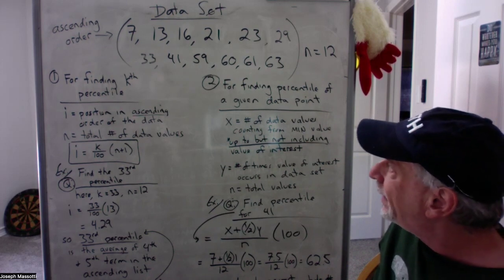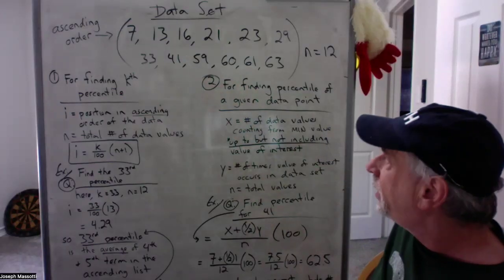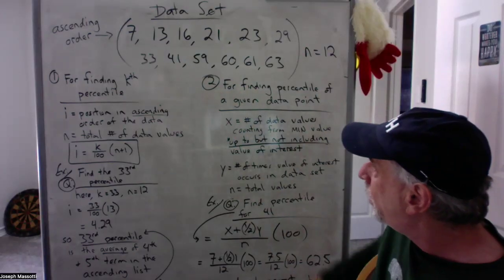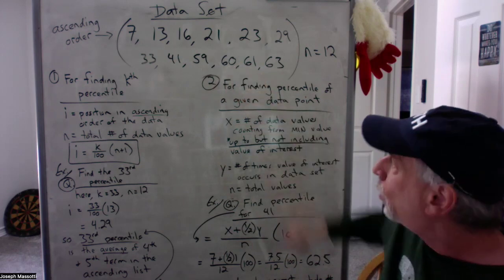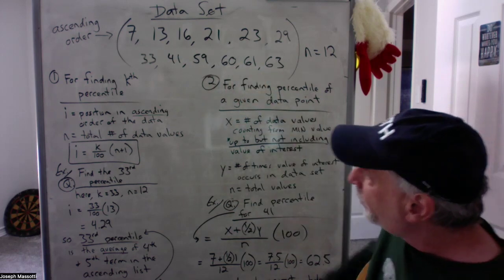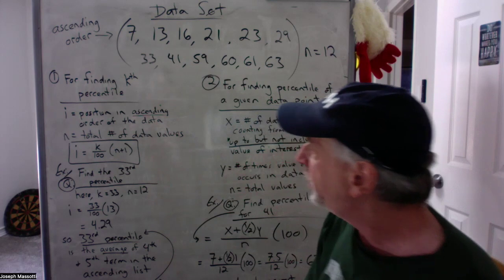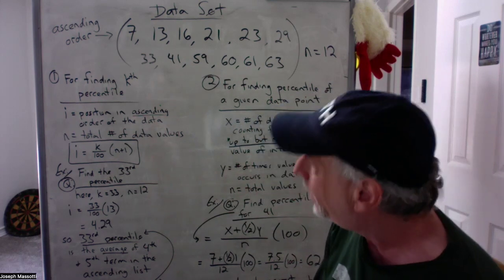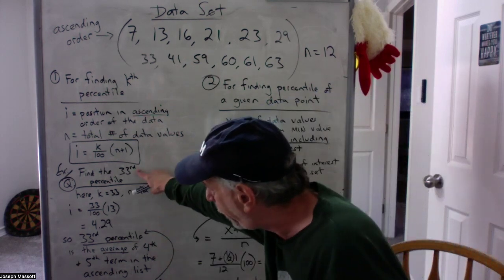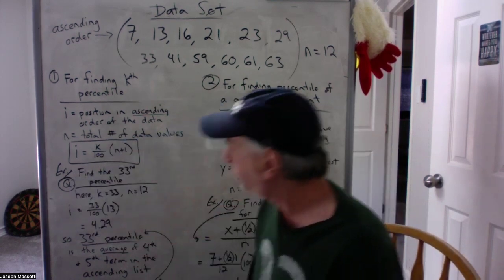So it's important to put the list in ascending order. I already have done that. This is, again, a small data set of 12 values. It is in ascending order, as you can see. So we'll answer this question first. Find the kth percentile. We're going to find the 33rd percentile.